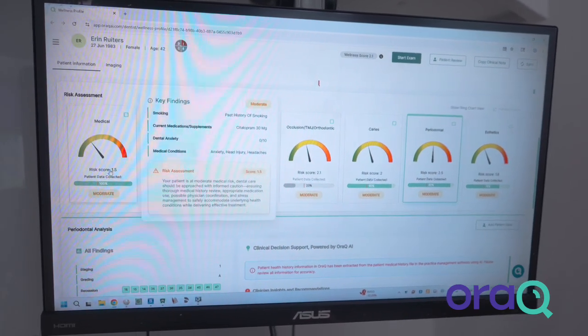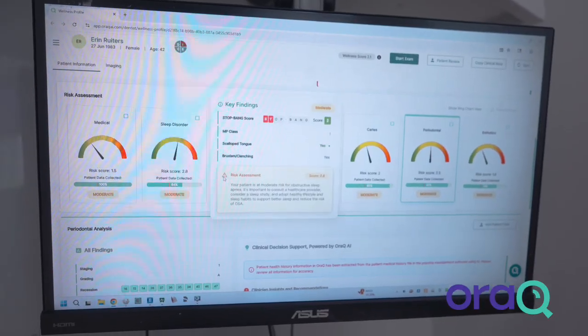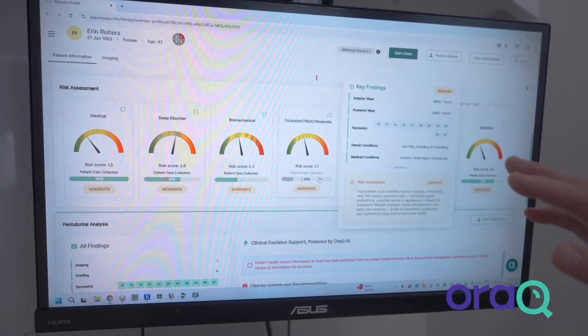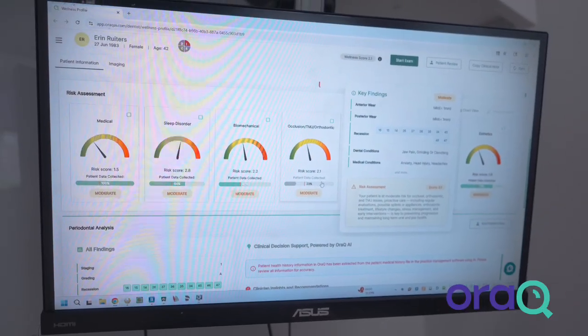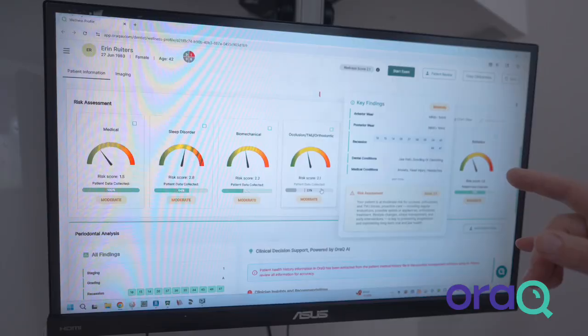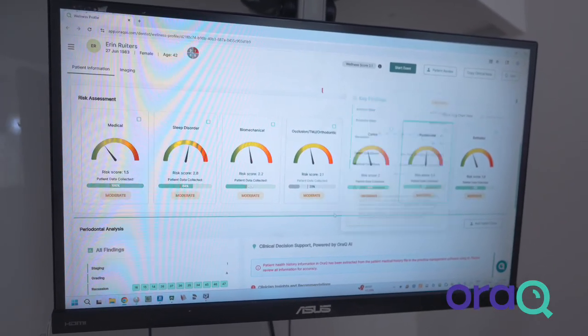And then I have all of the risk categories in the AuraQ software. I can look at her medical risk. I can look at, does she have any risk of sleep apnea? Also the biomechanical and occlusion risks. And we notice, for example, on the occlusion risks, she is a little bit high because she has some wear. She does report jaw pain and clenching and grinding, and she has some recession on some teeth.